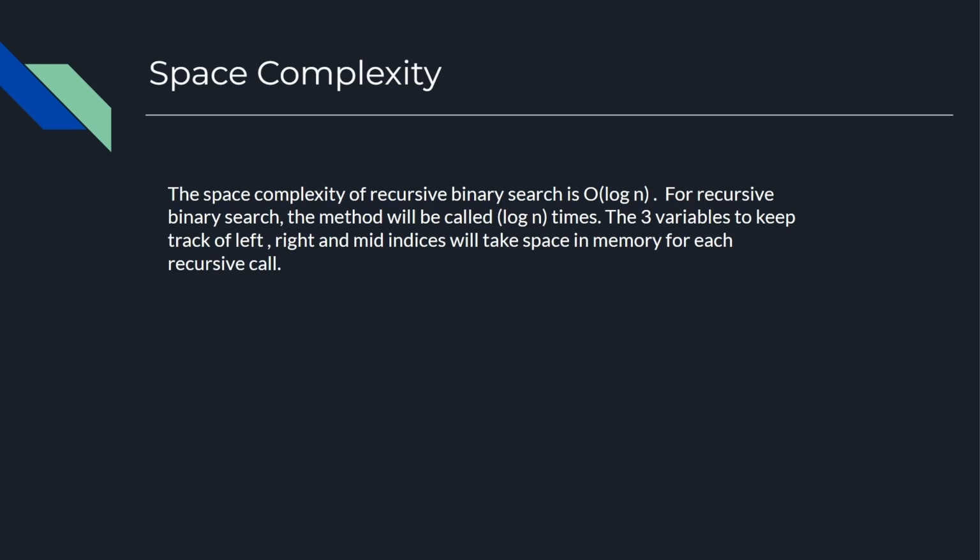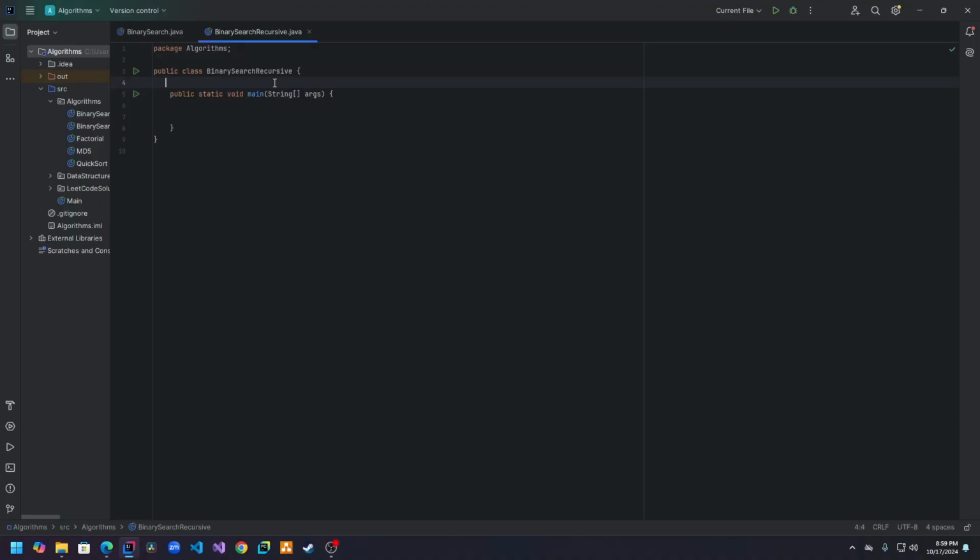O of log n. Now let's compare the space complexity between the recursive binary search and the iterative binary search. The iterative version of binary search has a space complexity of O of 1, because it doesn't use recursion and doesn't add extra stack frames. But in the recursive version, the function call stack grows with each recursive call, making the space complexity O of log n. Now let's write the code for our recursive binary search.